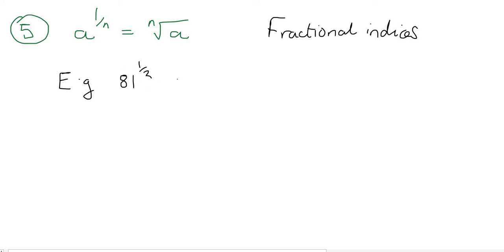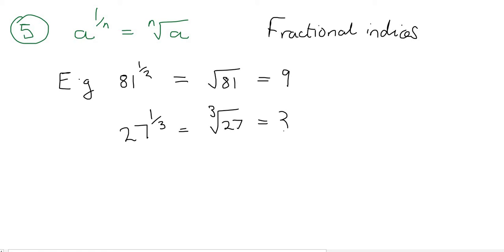So in this case, 81 to the power of a half, well, this just equals the square root of 81, which we know is 9. Let's look at another one. So let's do 27 to the third. Well, using our rule, this is just the cube root of 27, which we know is 3.